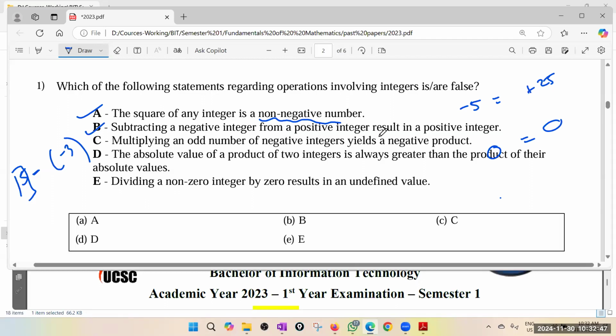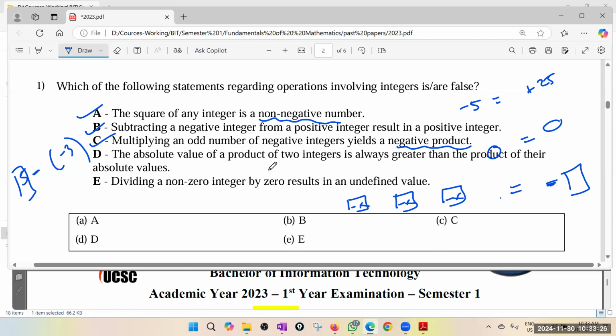Multiplying an odd number of negative integers yields a negative product. So that means you have an odd number of values like 3, 5, and these are negative values. If it is an odd number of negative values, the result is also negative, because negative into negative is positive, positive into negative is again negative, again positive, again negative. So the answer is a negative value. And because those are integers, the answer is also an integer. The result is a negative integer, right? Negative product, yes, the answer is a negative product.